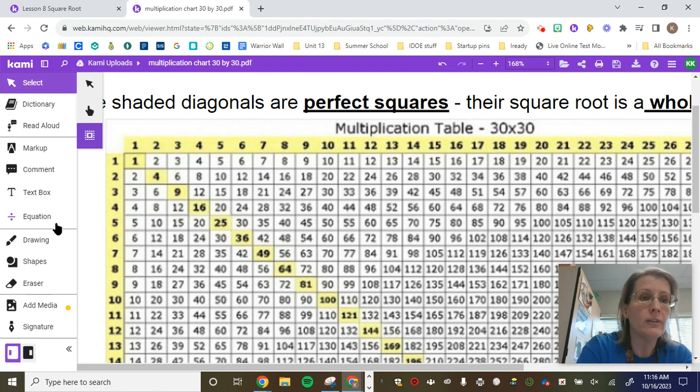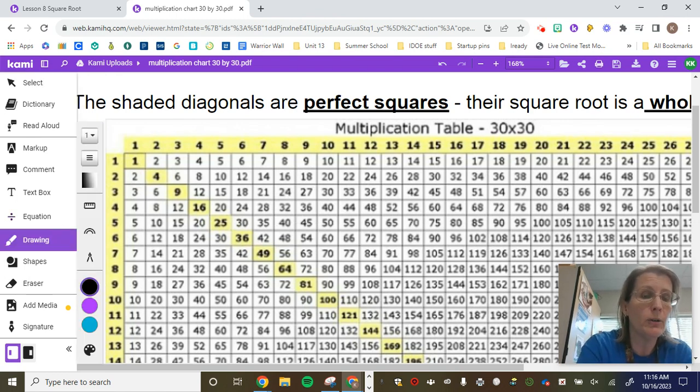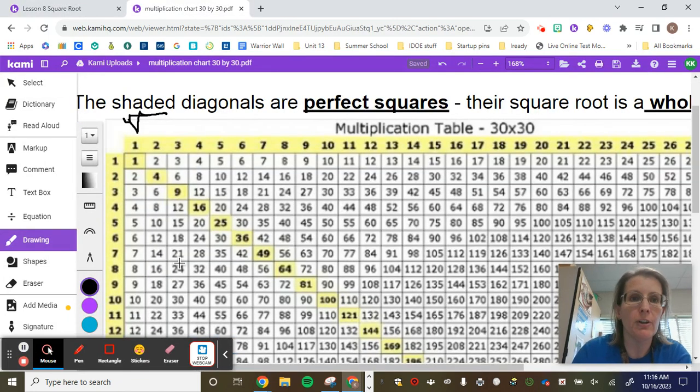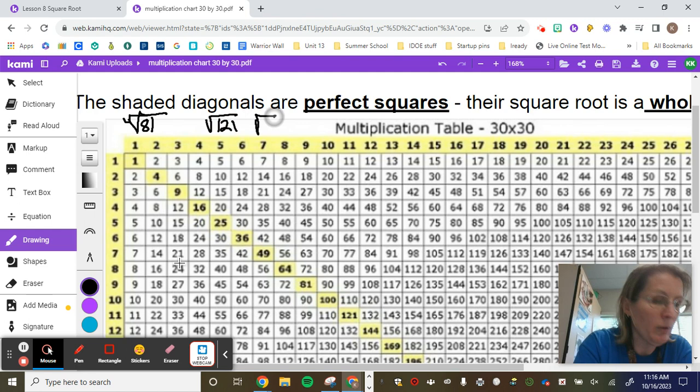And we were asked to find the positive square root of 81. We're looking for the square root of 81. We're trying to find the square root of 121, the square root of 36, and the square root of 48.